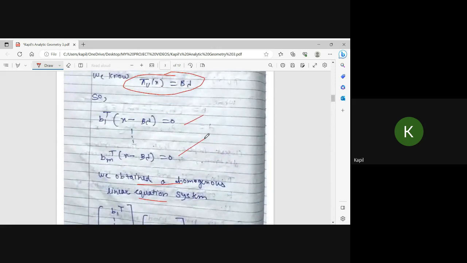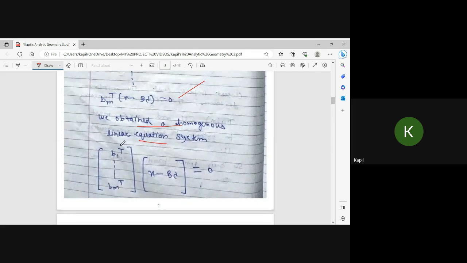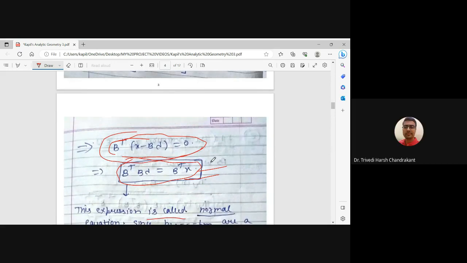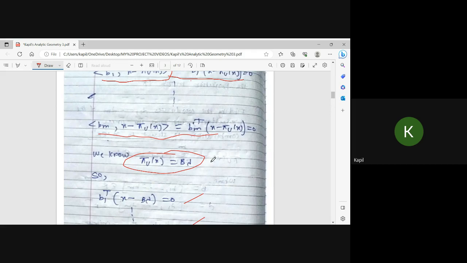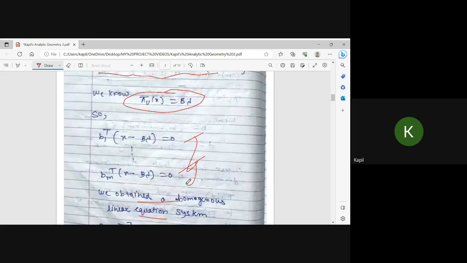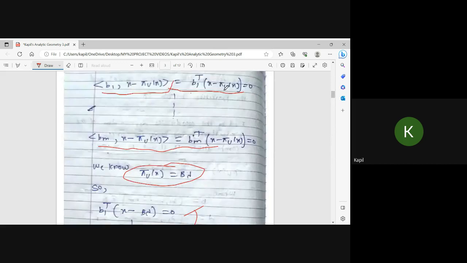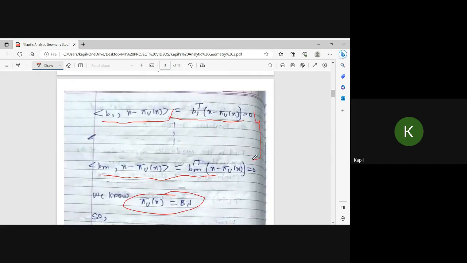After applying this property, we obtain this linear homogeneous system of B1 transpose to Bm into x minus B lambda, which can be written as B transpose into x minus B lambda. So this is coming as a system, and how that system came? This system comes when we solve these equations after applying the property of orthogonality. These equations. Go to the last page.